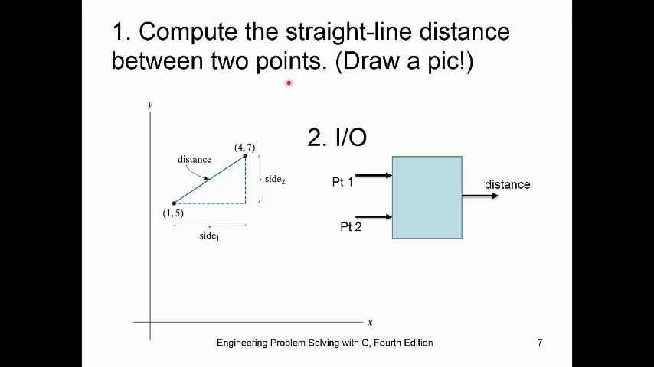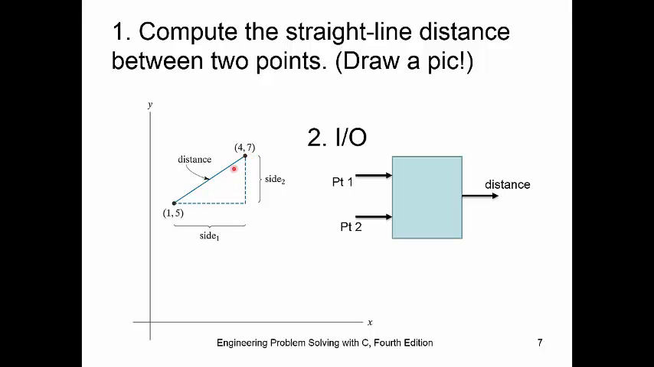Now, to make sure you understand the problem, I suggest drawing a picture. A picture is worth 1,000 words when it comes to making sure that you clearly understand the problem. So we can choose 2 arbitrary points in the XY coordinate system. So 2 points have been chosen here, and we draw a picture and say, I want to compute the distance between 2 points, arbitrary points.